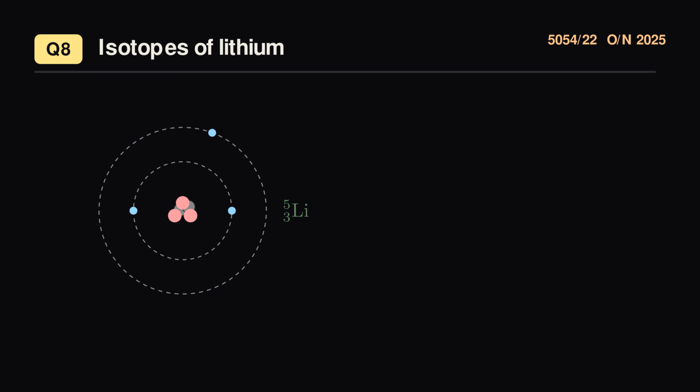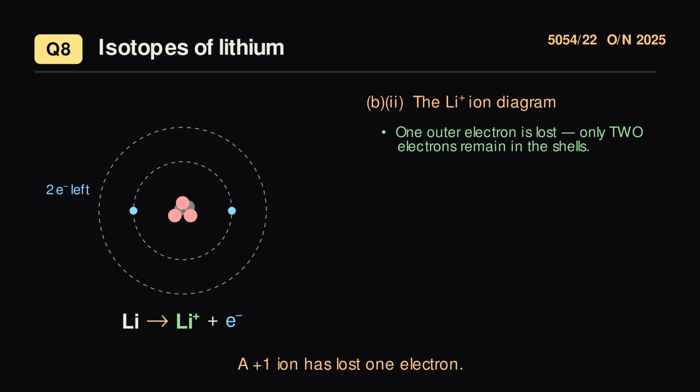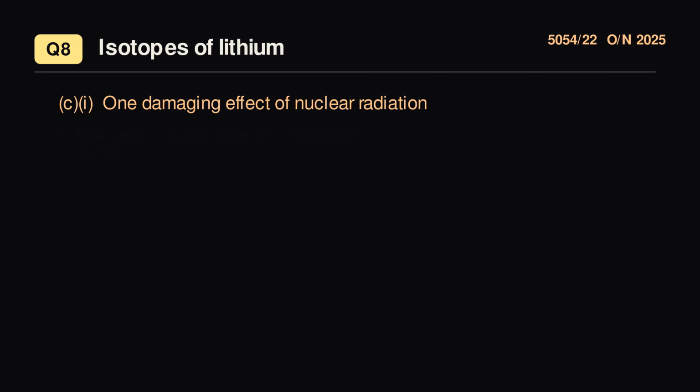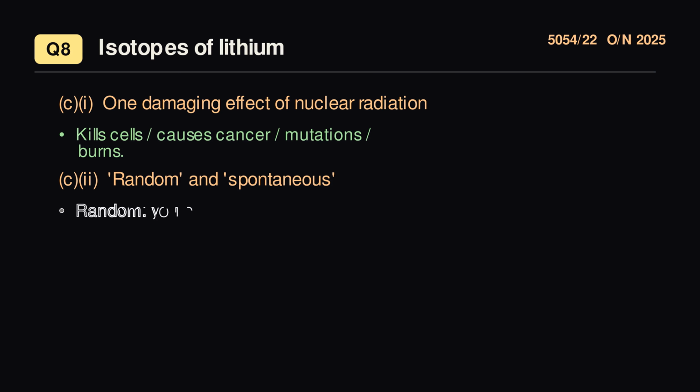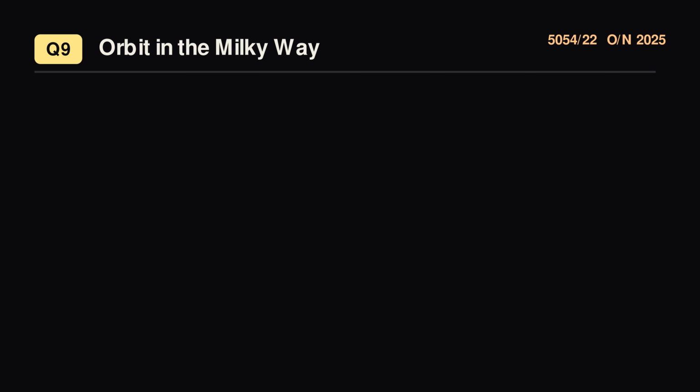Part B. Part 2. A +1 lithium ion has lost one outer electron, leaving only 2 electrons in the shells. Part C. Nuclear radiation can kill cells, cause cancer, mutations, or burns. Decay is random, you cannot predict which nucleus decays or when. It is also spontaneous, not affected by temperature or pressure. Paper 5054, October-November 2025, Question Paper 22.